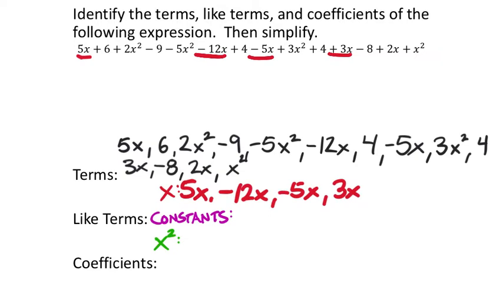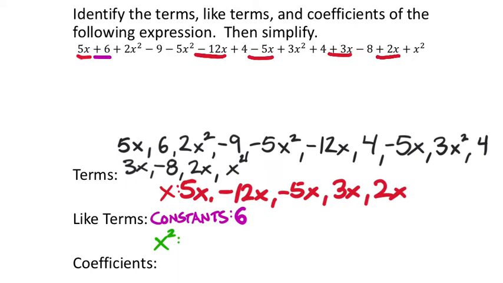And then -8, and then another like term with the x's, +2x. And then the last term there is an x squared. So that's not a like term because of the exponent. Let's go to constants. So I see my first constant there is a 6.